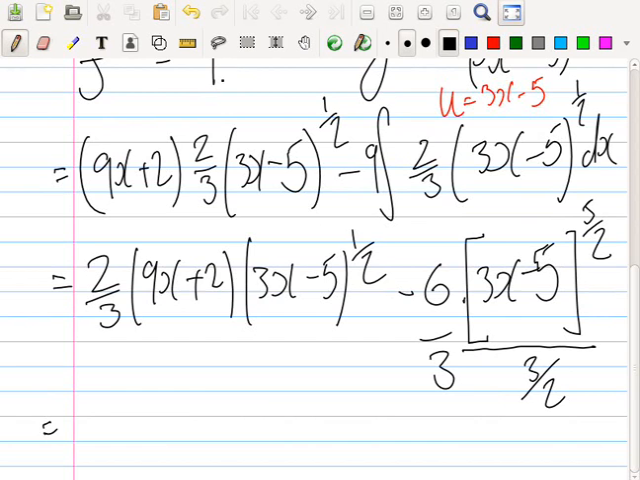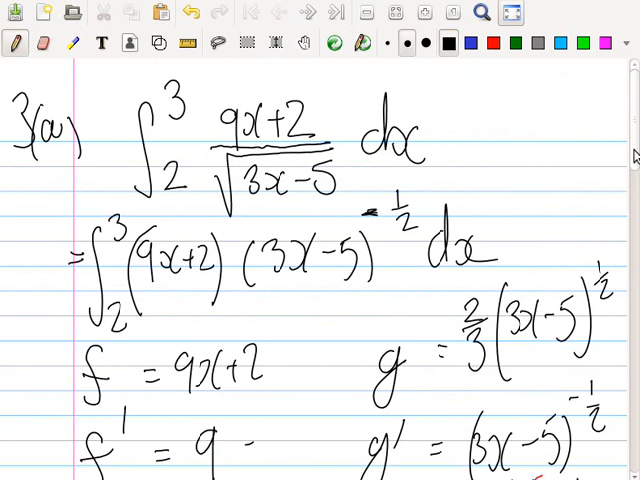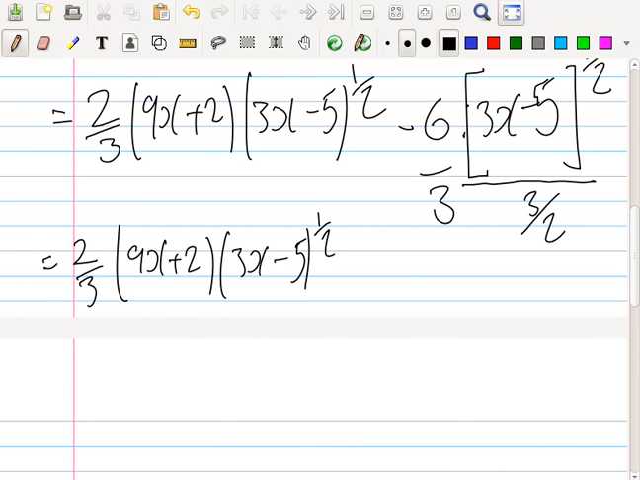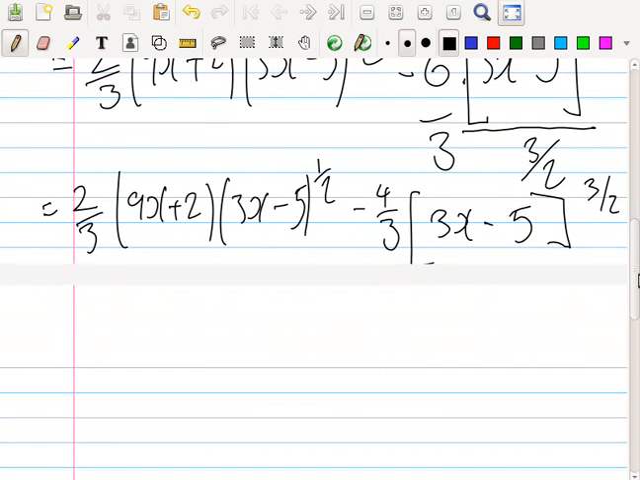So I get now 2 over 3, (9x plus 2), (3x minus 5) to the half. This will be 4 over 3, and then, sorry, I'm running out of space, (3x minus 5), and the power here is 3 over 2. If you can see that there. And then I can put in the 2 limits, which here are 3 and 2.